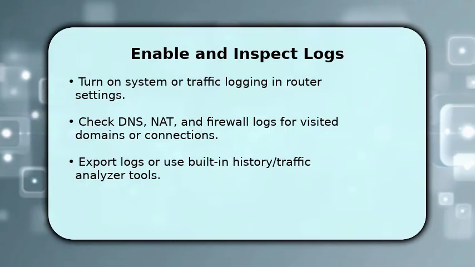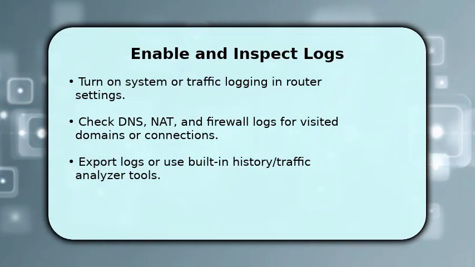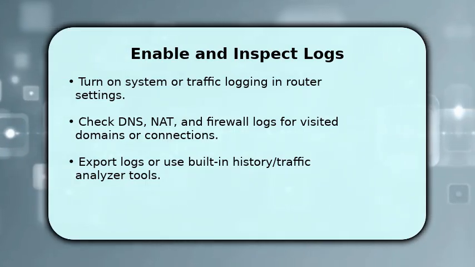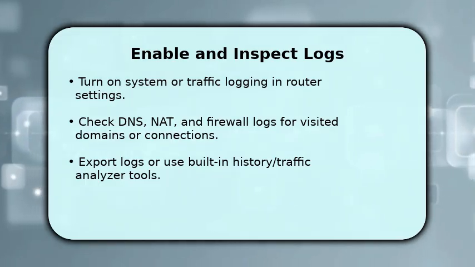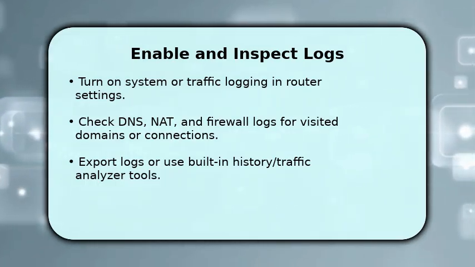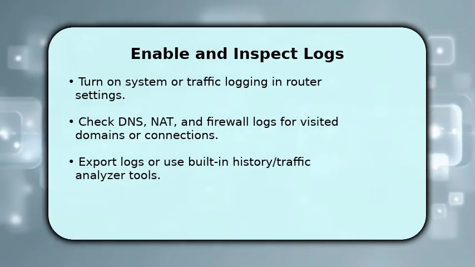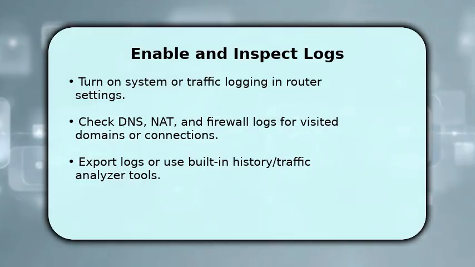Next, enable and configure logging so the router records DNS queries, NAT translations, and firewall connections. This captures which domains devices requested. Once logging is active, open the DNS/log viewer or traffic analyzer section to filter by device MAC or IP. Use the export feature to save logs as CSV or text for easier reading.